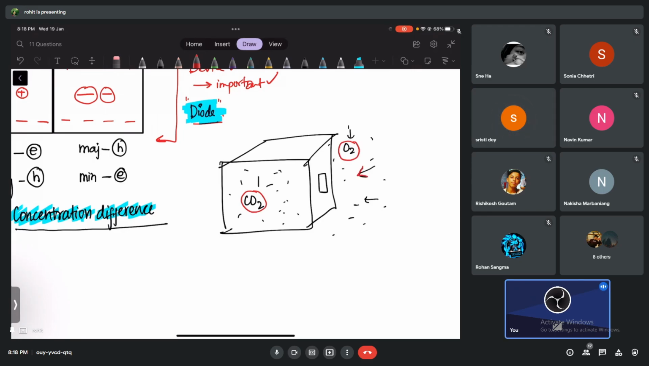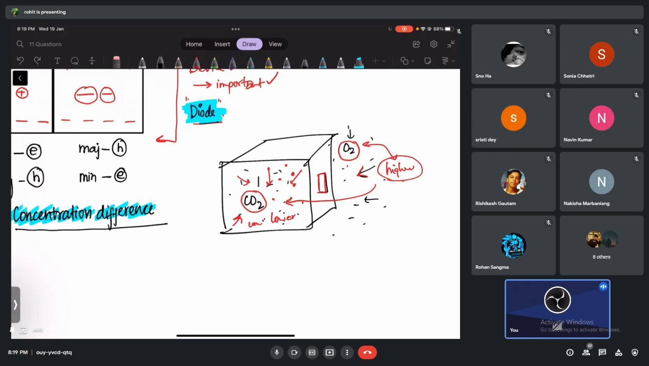If there's a window here, from where gases can move, what will happen? What will you find, guys? Oxygen will start entering where? The room, inside the room. Oxygen will go from a higher concentration region to a region of lower concentration, because inside the room there is a lower concentration of oxygen. So oxygen will try to go inside the room from higher concentration to lower concentration.